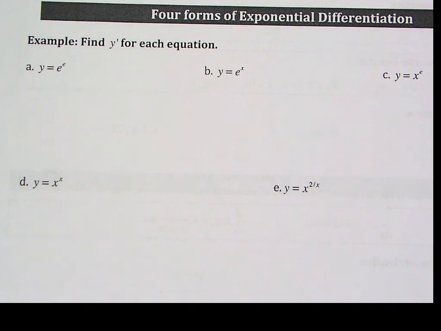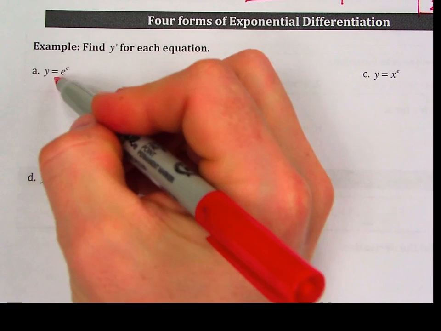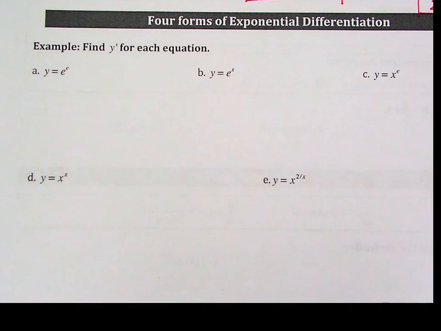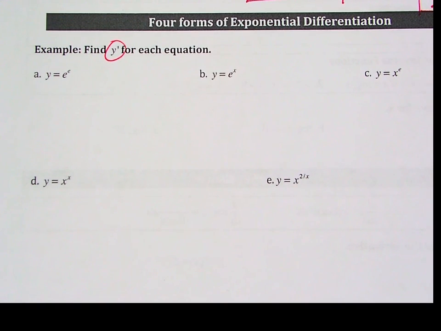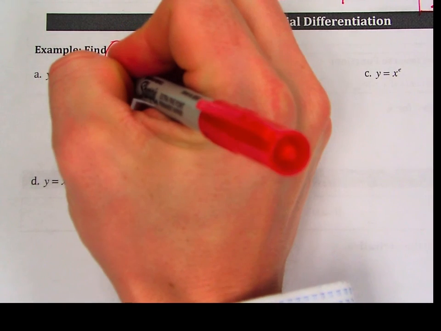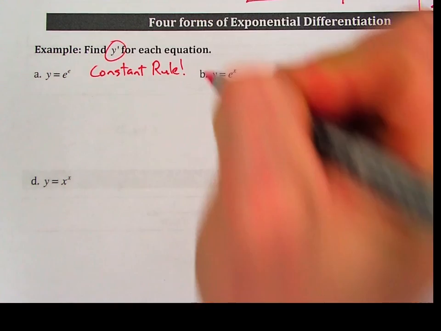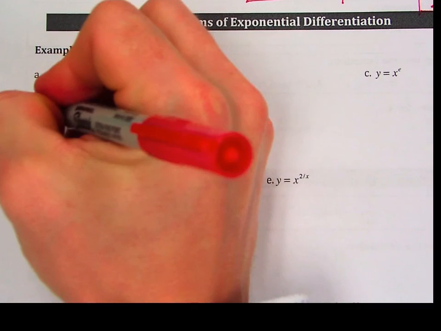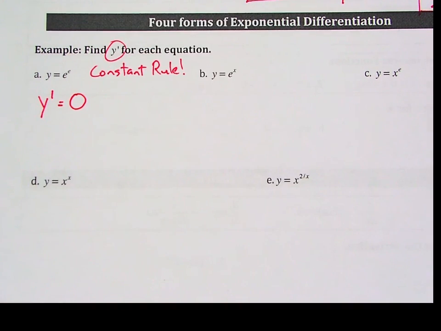Which form are we looking at? Okay, so looking at this first one, if we have y equals e to the e, and we want to find y prime for all of these. Okay, e to the e is just a constant. So this is just using the constant rule here. So y prime equals 0.